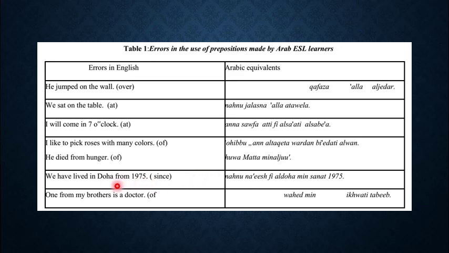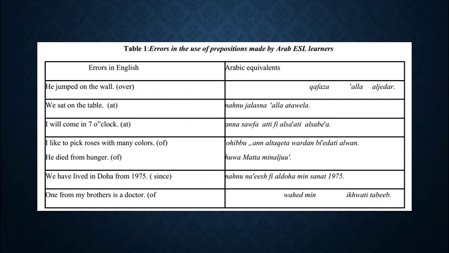And last but not least, we have this example. One from my brothers is a doctor. Again, literal translation. واحد من إخواتي or إخوتي هو طبيب. So instead of from, it should be of. Right? So these are important examples that you should take into consideration, and all of them, as you notice, are classified as substitution, the last type we've talked about.